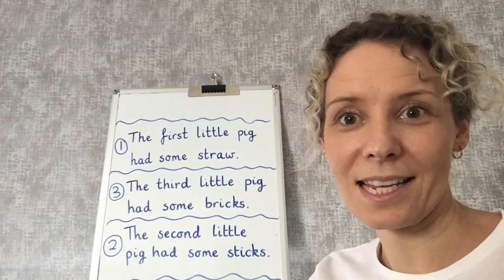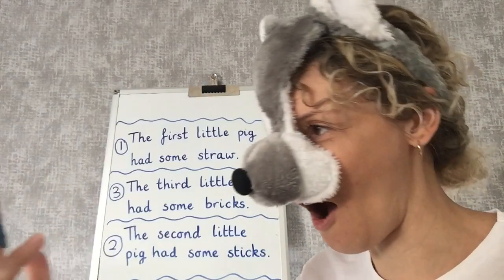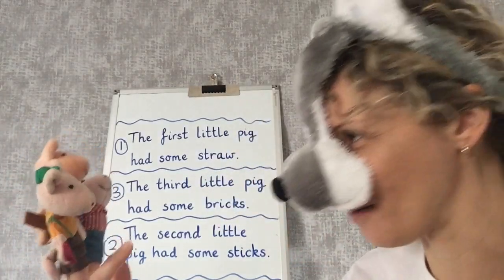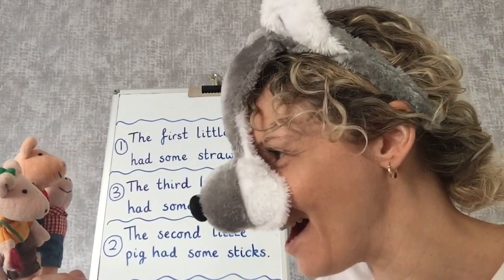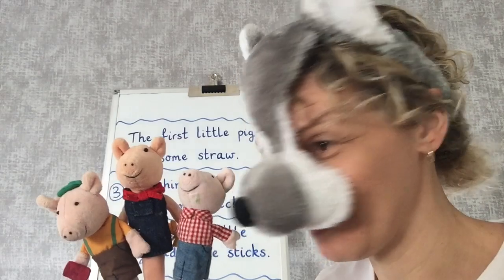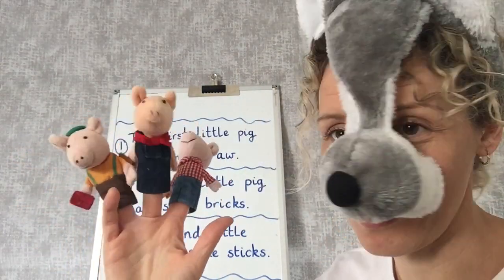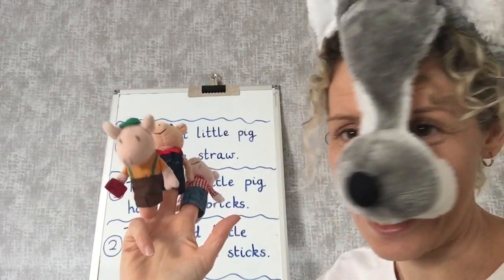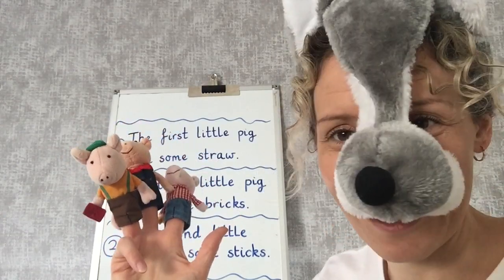And that now means that the big bad wolf can say, I'll huff and I'll puff and I'll blow your houses down. Does he blow all the houses down? Doesn't, does he? He blows the straw house down. He blows the stick house down. But he can't blow that brick house down, can he? Because it's very strong.